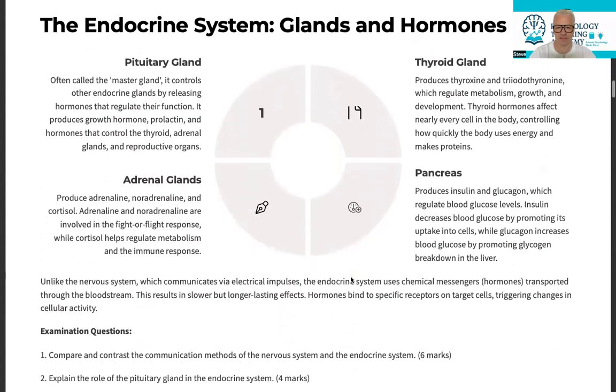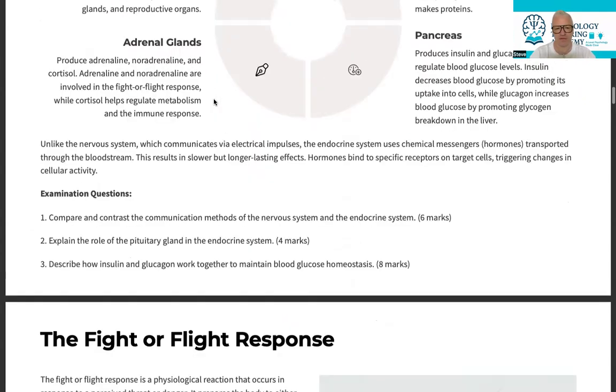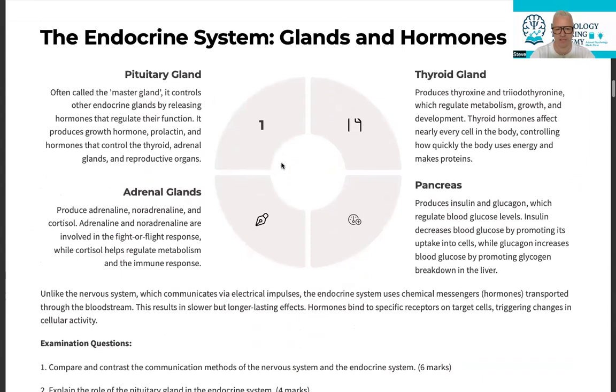The endocrine system deals with the glands and the hormones. So the master gland is the pituitary gland, and you've got the adrenal glands above your kidneys, thyroid gland, and pancreas. So when you look at fight or flight, you look at some of these glands and how they work.